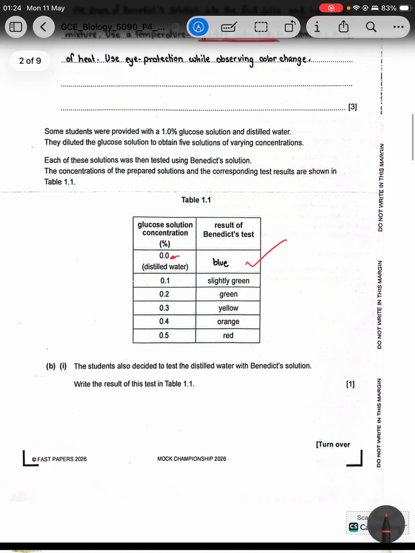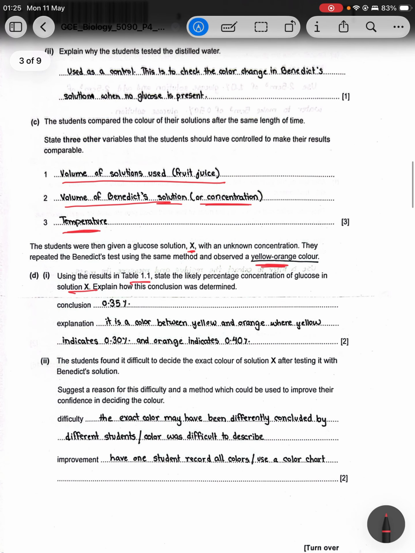So since we have yellow-orange in the question over there, it should be somewhere over here, right? So between yellow and orange. So this is 0.3, this is 0.4, and we can safely assume 0.35 or any number in between the two. Okay, so what is the explanation? It is a color between yellow and orange, where yellow indicates 0.3% and orange indicates 0.4. So we choose a mid value, which is 0.35.